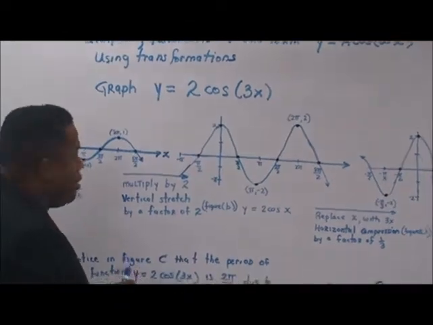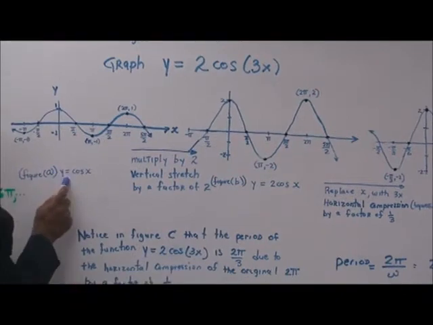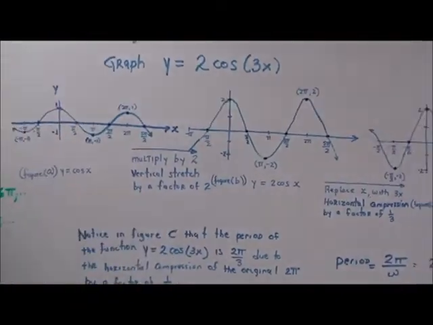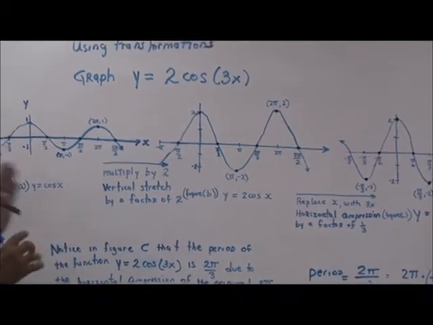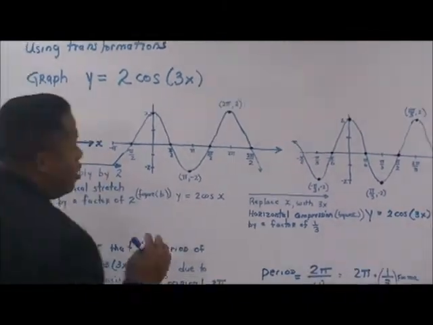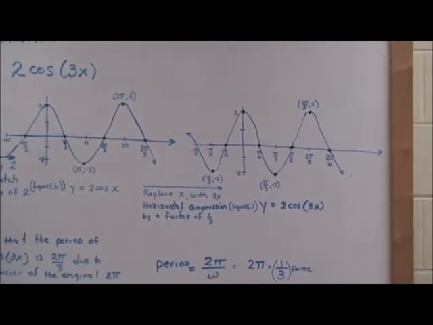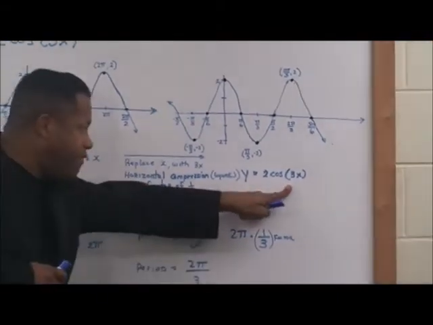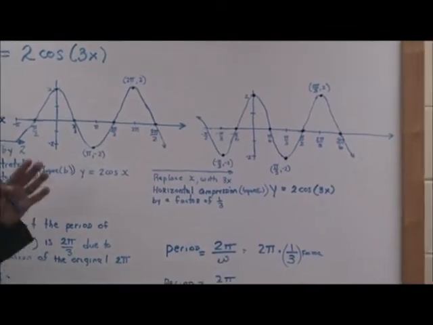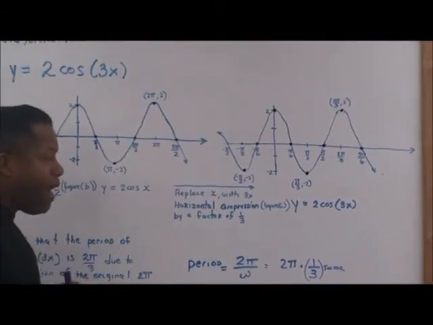This being the amplitude of 2, and this being the amplitude of 1. You see that vertical stretch, by a factor of 2, because it's being multiplied by 2, so it's going to give you a different look. Now, how about when we replace x with 3x? This is what we have here. It's a horizontal compression, where it's being compressed by a factor of 1/3.